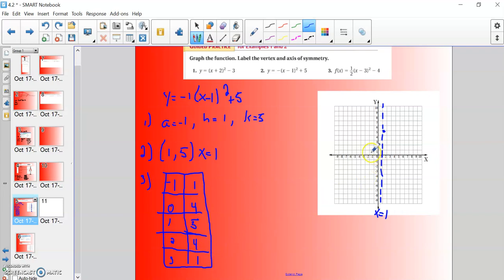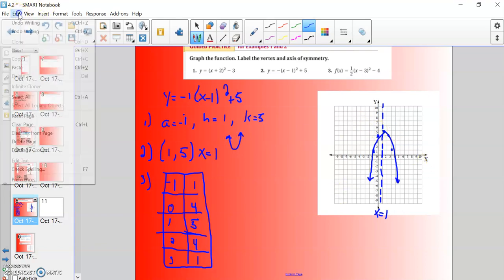Now we can plot those. Negative 1, 1 is right here. 0, 4 is up here. 1, 5 we already have. 2, 4 is right there. And 3, 1 is right there. So connect your parabola and draw it in, and that would be number 2. Notice a was negative 1, so our parabola opened down. If a was positive, it would open up, but we expected this one to open down like it did.